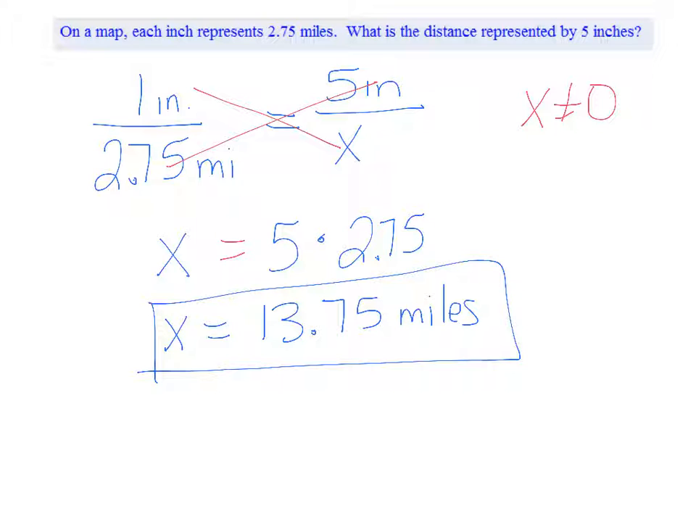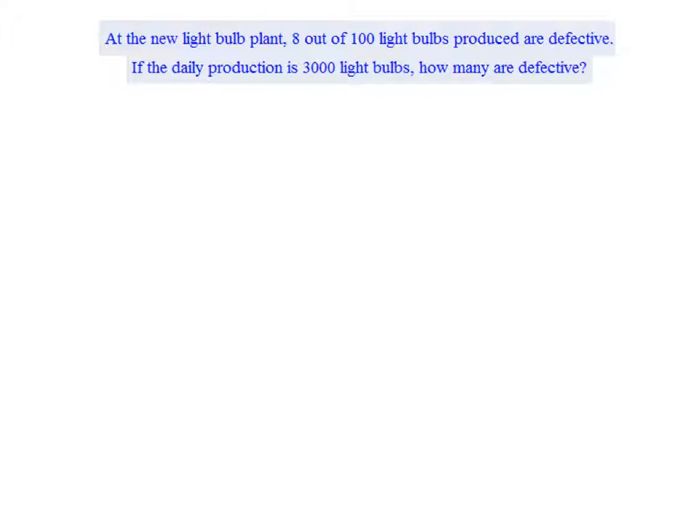They have a lot of word problems here that you use these proportions to set them up with. Okay, so here we have, at the new light bulb plant, 8 out of 100 light bulbs produced are defective. Well, that's your first ratio. 8 are defective out of 100 total that I have. So that's my ratio. Let's set up a proportion. If the daily production is 3,000 light bulbs, how many are defective?